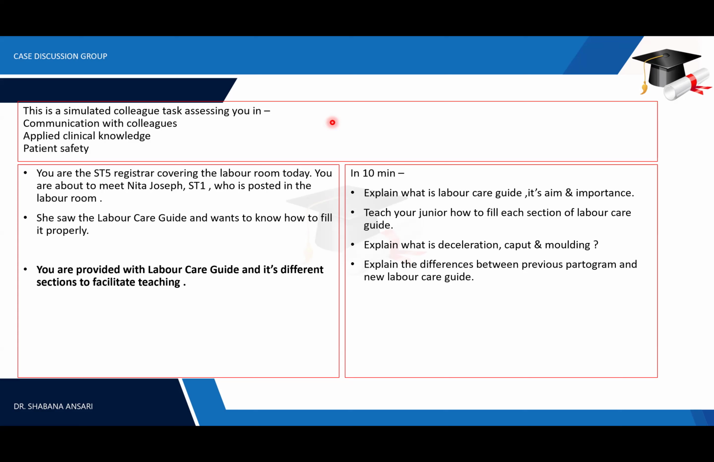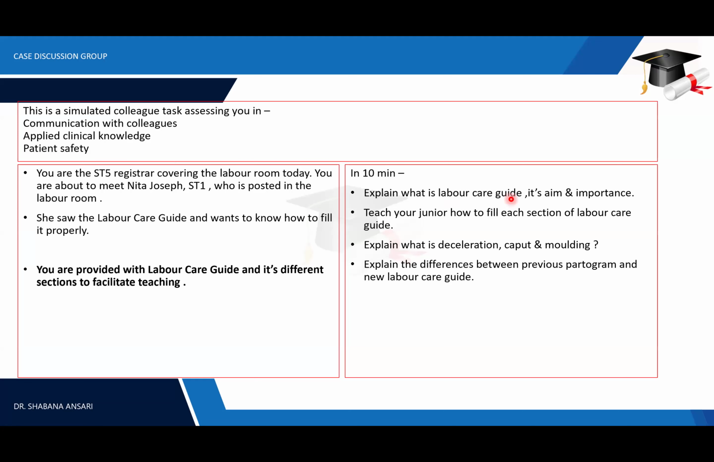Okay. So you already know about the partograph, right? Yes. Okay. So I'll be going directly to the labor care guide. The labor care guide is modified; apart from the partograph, some new topics are added here. This is done by the World Health Organization. It has 7 sections.